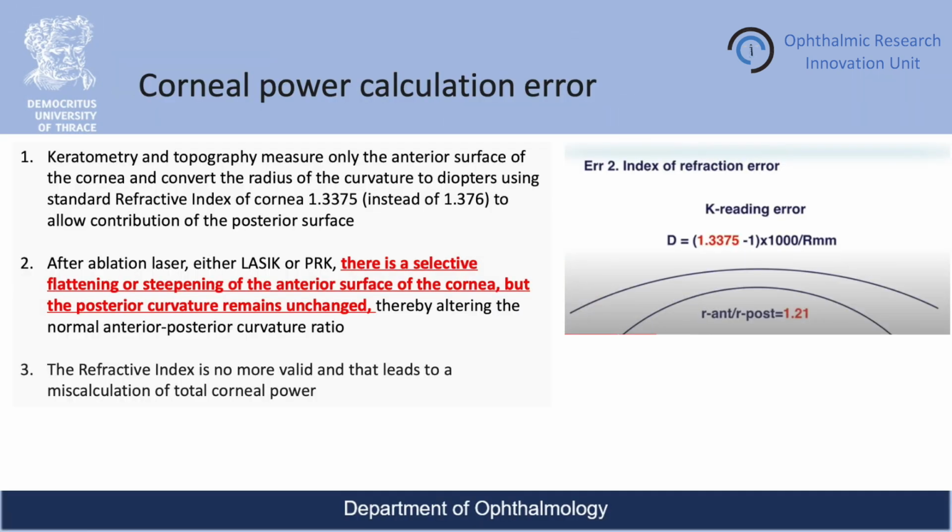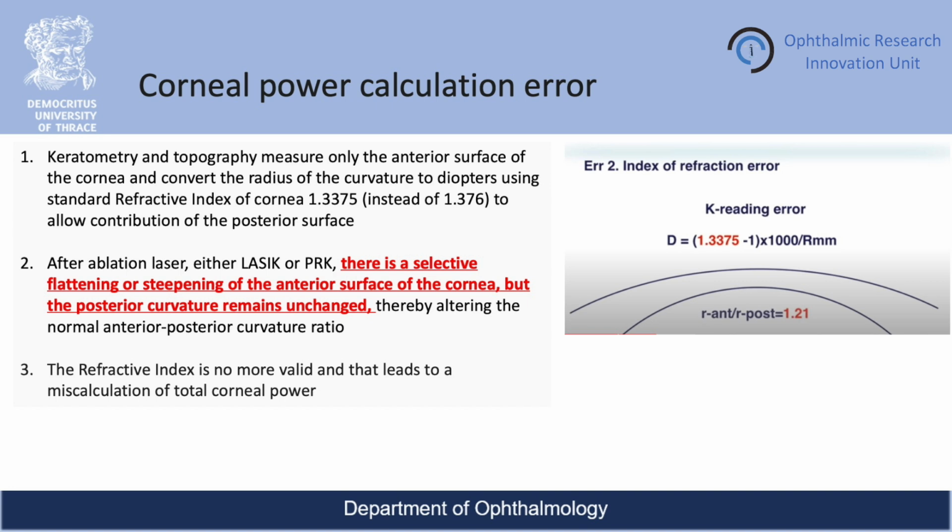The second source of error with the standard formulas is the corneal power calculation error. Keratometry and topography measure only the anterior surface of the cornea and convert the radius of the curvature to diopters using the standard refractive index of the cornea.